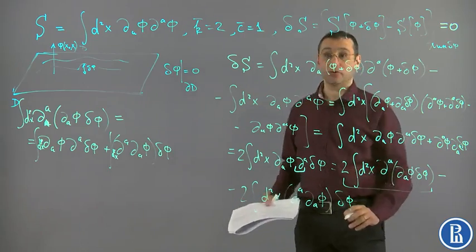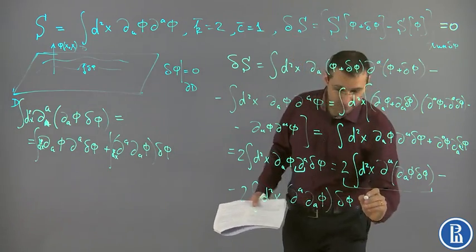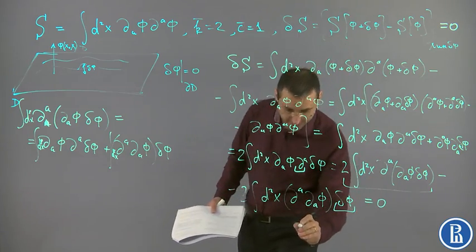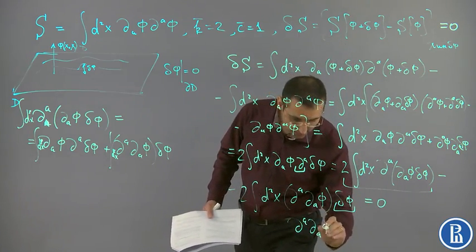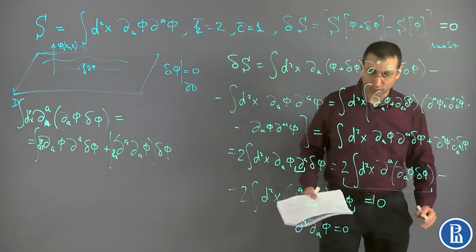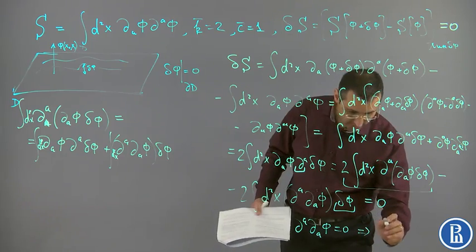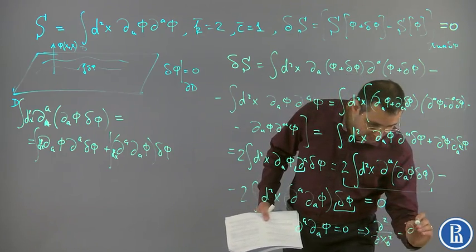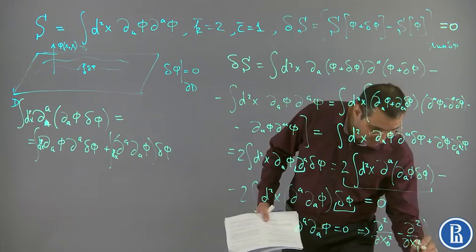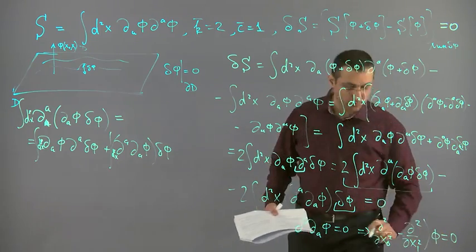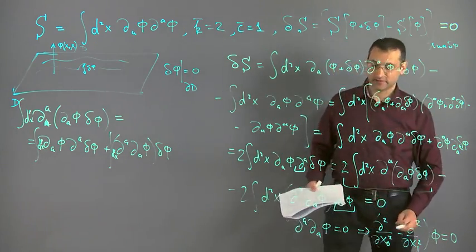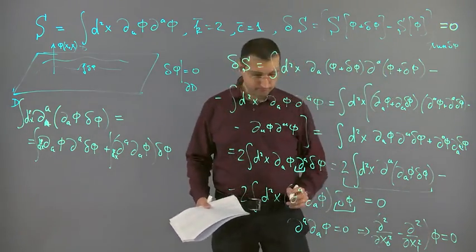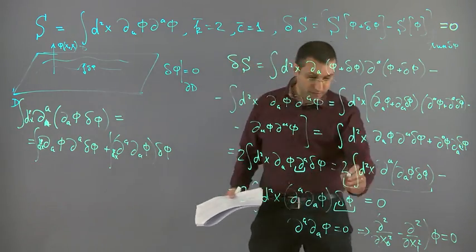But once this is 0, remember that the minimal action principle demands for this to be 0 for any delta phi. And if this is 0, then the equation of motion that we obtain is this one, which is the famously known wave equation, because what is written here is just d2 over dx0 squared minus d2 over dx1 squared acting on phi is equal to 0. Remember that x0 is just time. So this is just the famously known wave equation.